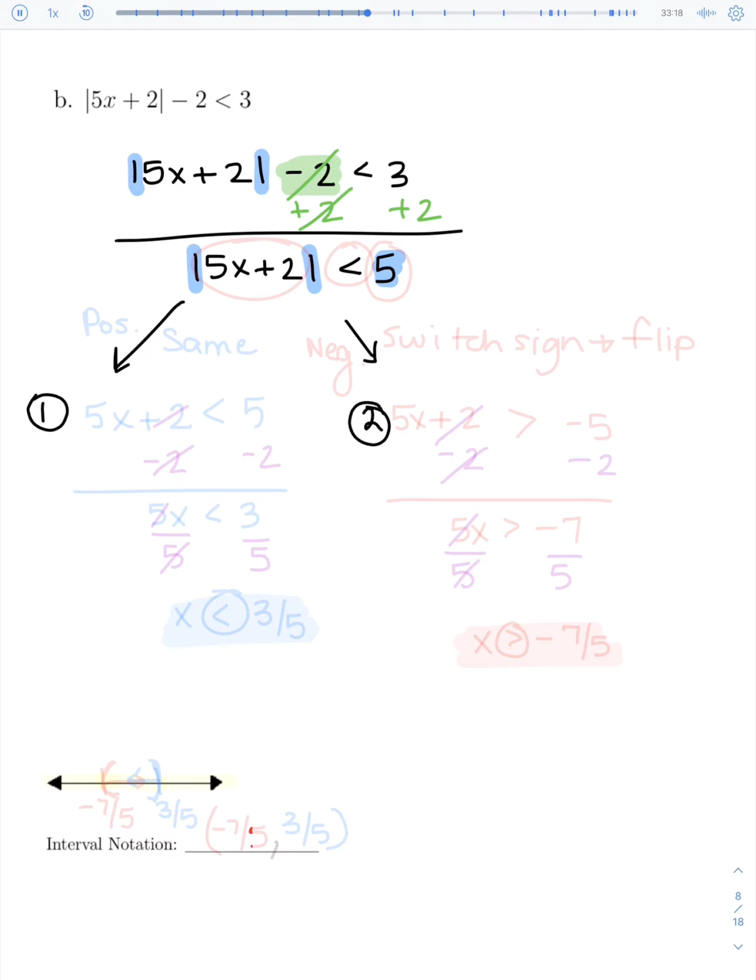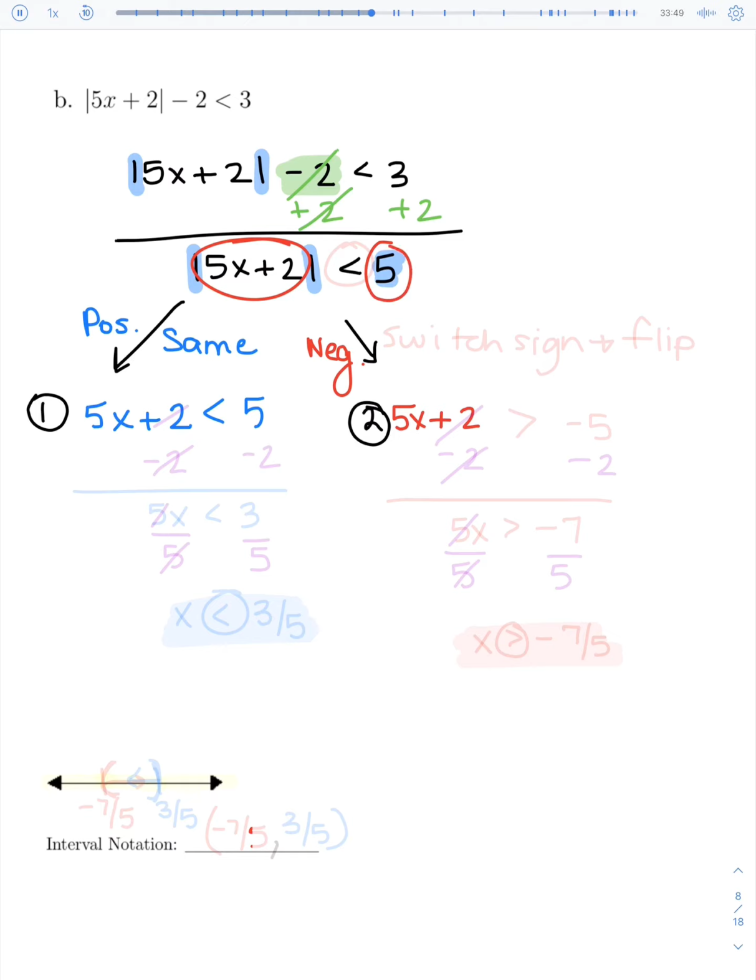So let's see. The positive version, which is when everything's going to stay the same, is we'll leave the 5x plus 2 inside of the absolute value the same. The positive value will stay the same, and the inequality stays the same. The negative version is always going to be the trickiest. We still keep what's inside of our absolute value the same, the 5x plus 2. However, the 5 on the other side does change.